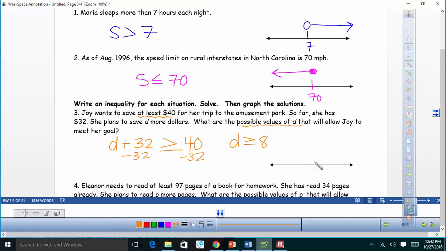Okay, so then we graph that, put our tick mark and our 8. It is a closed dot going to the right. Okay, we'll look at a few more like those to make sure you got them.